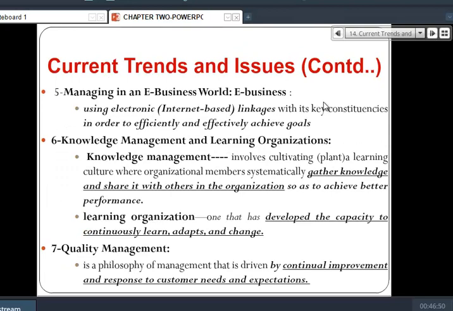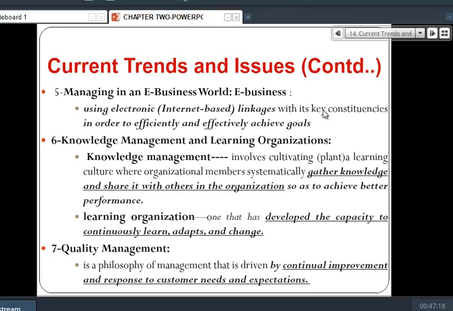Managing in an e-business world. E-business means electronic business, like Facebook, like Instagram. So they are promoting their products by using social media, the e-business, using electronic or internet-based linkage with the key constituencies in order to efficiently and effectively achieve the goals.